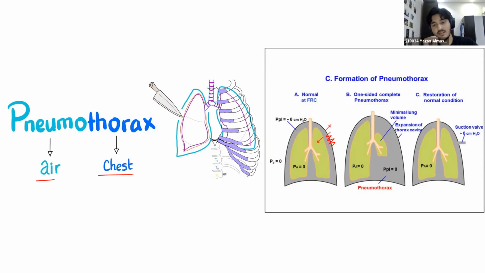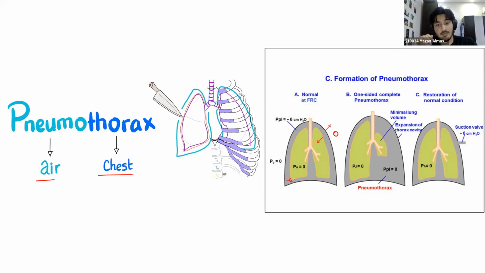Let's take it a step backwards, in the normal case. In the normal case, atmospheric pressure is equal to what? 0. Right? It's equal to 0. The alveolar pressure is maybe 0 or maybe more or less, depending on whether we're breathing in or out. In the pleural space, the pressure is -6. Why is it -6? To prevent the lung from collapsing.